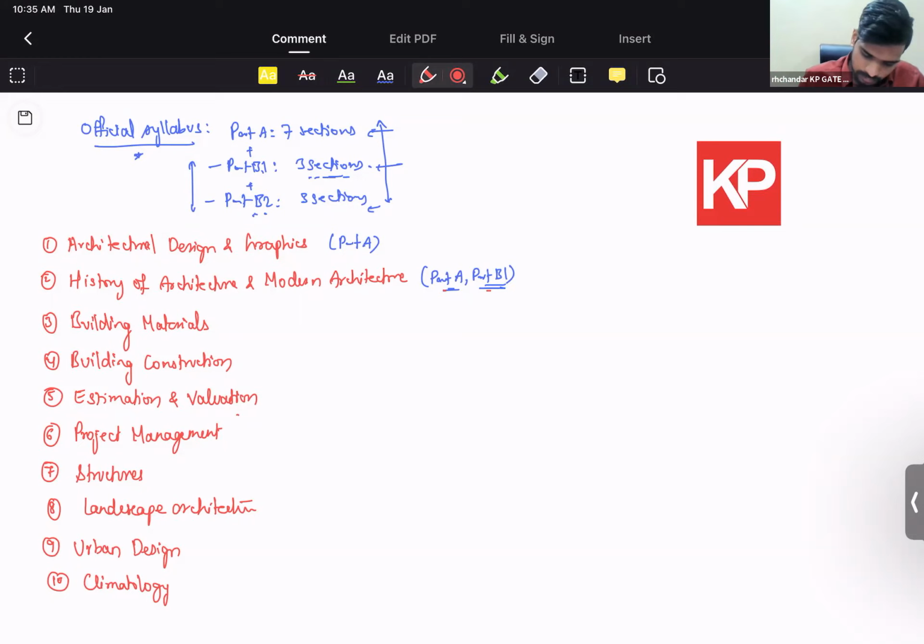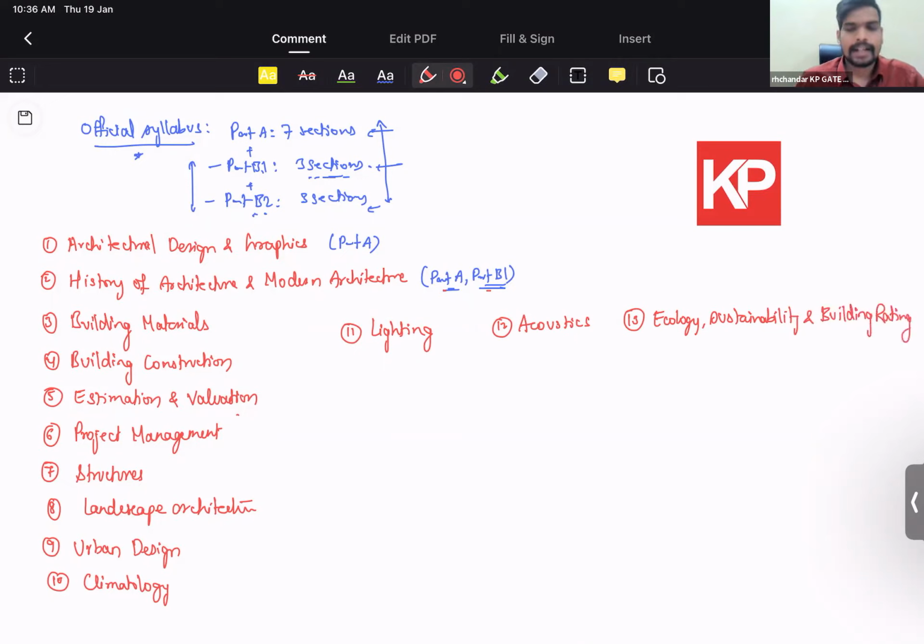Number 11 is lighting. Number 12, acoustics. Then you have number 13, which is building rating systems and also sustainability and ecology, basically about green building and all. The ecology and sustainability part falls under the common part, and building rating falls under the architecture part. So that is number 13.